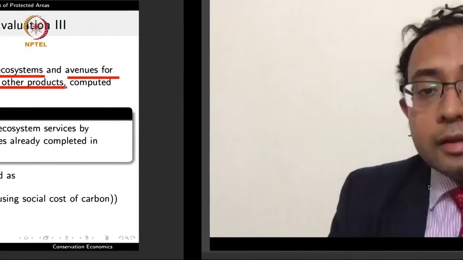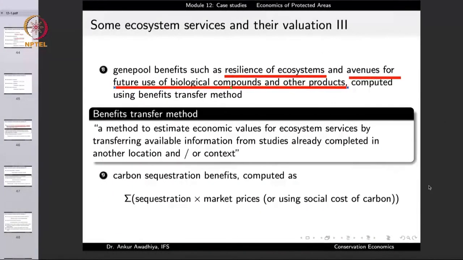What this means is, suppose in a protected area in some other country or in some other part of your country, an evaluation has been made, an economic valuation of the kinds of benefits that we get. Then we can make use of such studies to incorporate the results of the analysis that was done there into our protected area. That is known as a benefits transfer method. So we can compute the valuation of these gene pool benefits using the benefits transfer method.